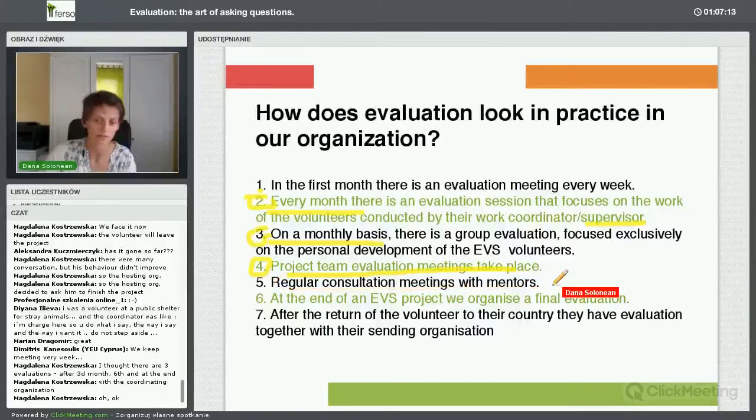Then there are, of course, meetings between EVS volunteers and their mentors. This is rather more fluid because it is based on the relation the volunteer has with their mentor. And we are trying also to have an evaluation with the mentors. Not that often, like with the volunteers, but from time to time. Of course, at the end of the EVS, we organize a final evaluation.